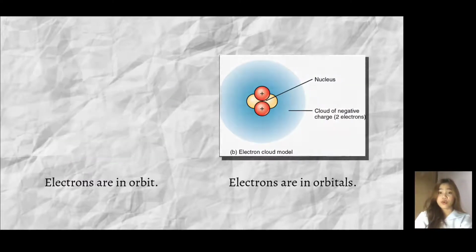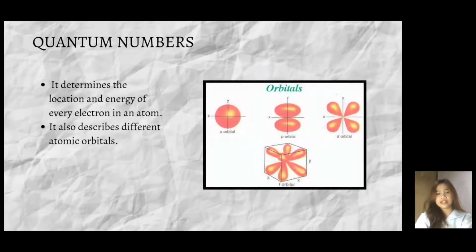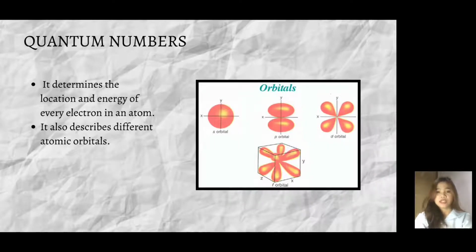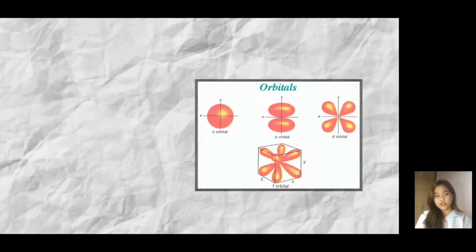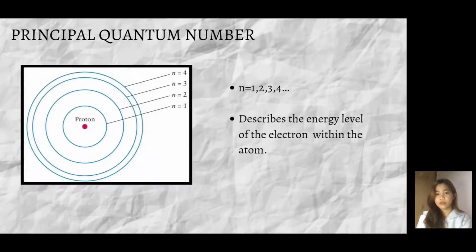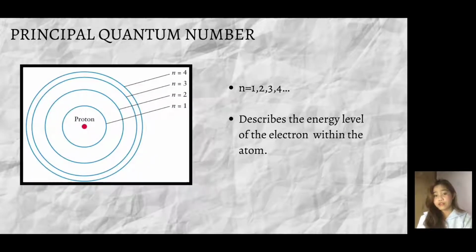This unique set of 4 quantum numbers is very important as it determines the location and energy of every electron in an atom. It also describes different atomic orbitals, illustrated in different shapes that look like the ones in the picture. And we will describe these later on. The first quantum number is the principal quantum number, and this can be any positive integer represented by n. So it can be 1, 2, 3, 4, and so on.